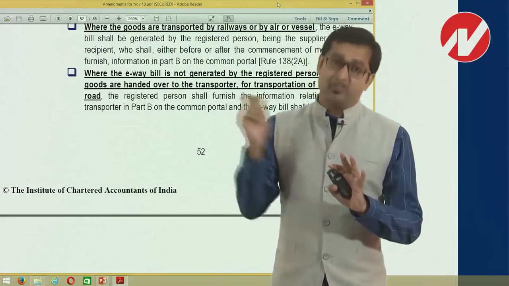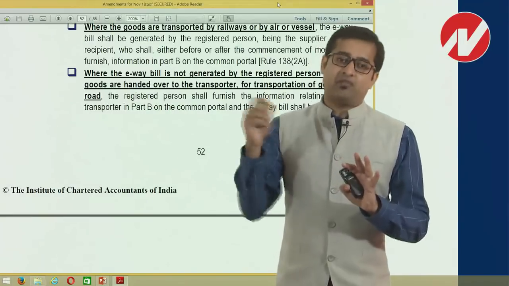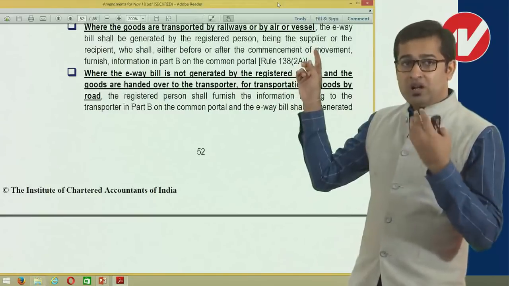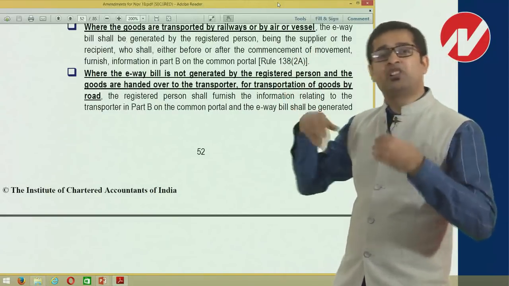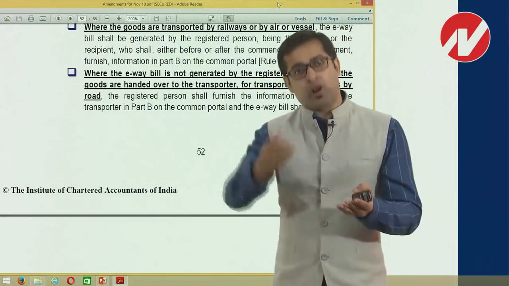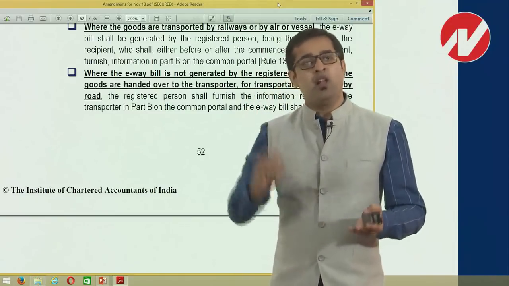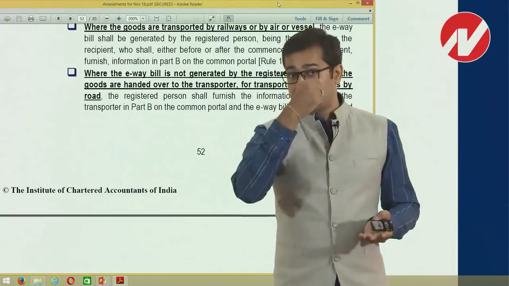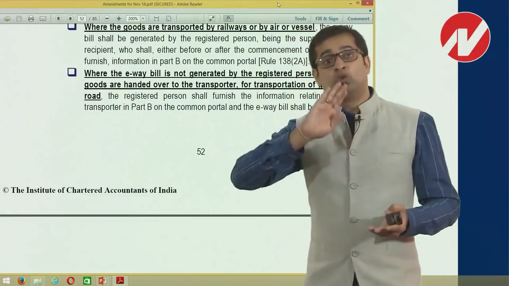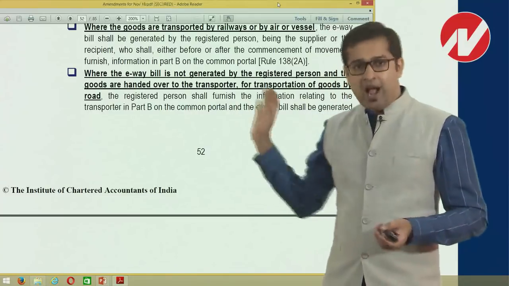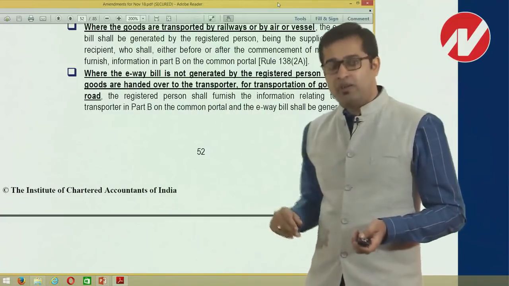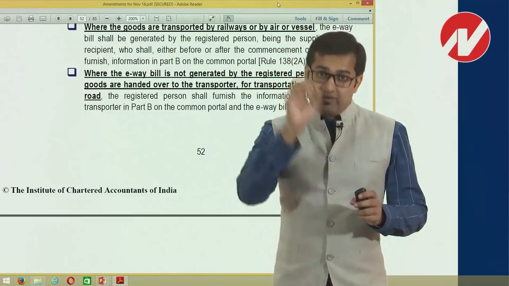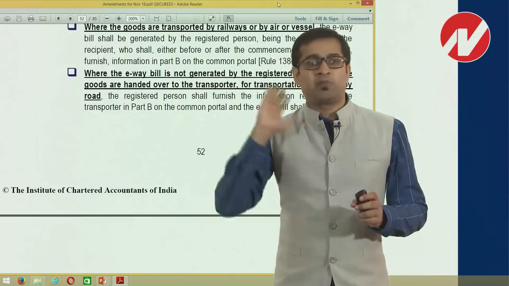So this is one particular case where it says this should not necessarily be furnished before, rather it can even be furnished after. Doing it before is best, but it can even be furnished after the commencement of movement. So even after the movement has commenced you can furnish it, but keep that in mind, until this is furnished, delivery of goods is not possible, delivery will not be given. A restriction is placed ahead which I will refer you to. But the point is very clear that it has to be done either before or after the commencement of movement.